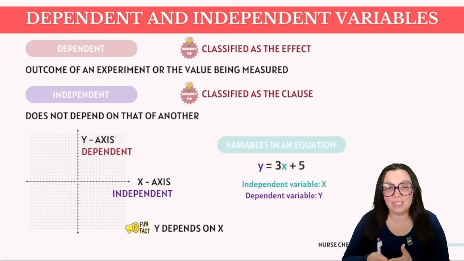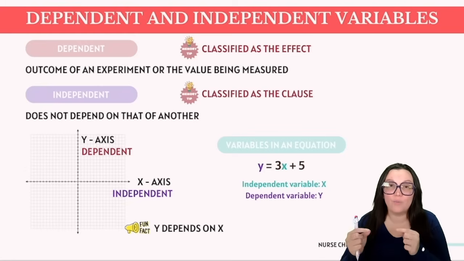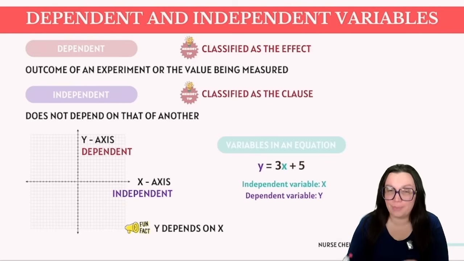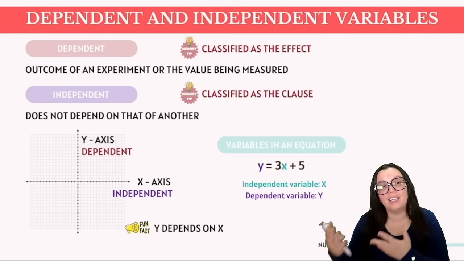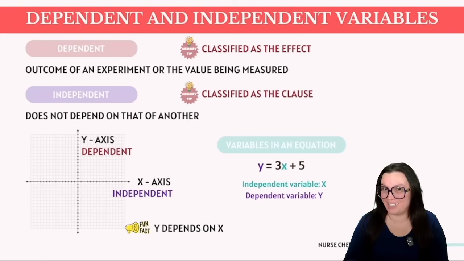For instance, in an experiment measuring the growth of plants based on the varying amount of water, the amount of water given, that is going to be our independent variable, is going to directly influence the growth, our dependent variable.